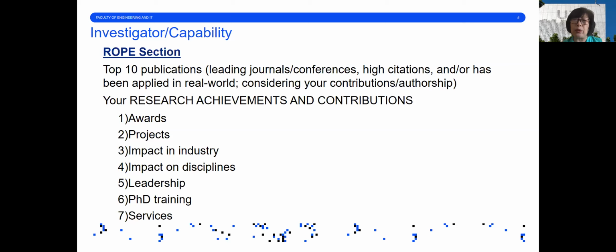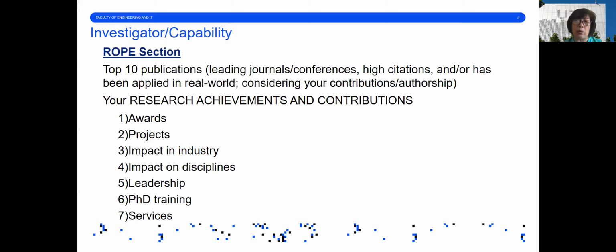And you need to write 5 pages about your research achievements and contributions. I will suggest you consider 7 parts to write this one. Don't miss any. The first is awards. Any award, university level, Australia level, industry, conference, any award you need to mention. That really shows you are outstanding. And any projects. Some may have good income, some not high income, but projects and income, this part you need to list.